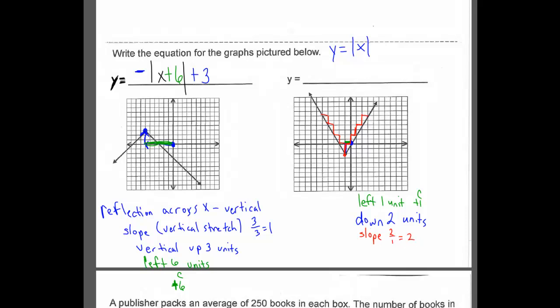Let's put this into the equation. Y equals, don't forget the y equals, that's important. 2 over 1, which is 2, times the absolute value of x, plus 1, because it moves to the left 1 unit, minus 2. So we have a vertical stretch of 2 units, which is our slope. We moved left 1 unit, so we add 1 inside the function, and down 2 units.